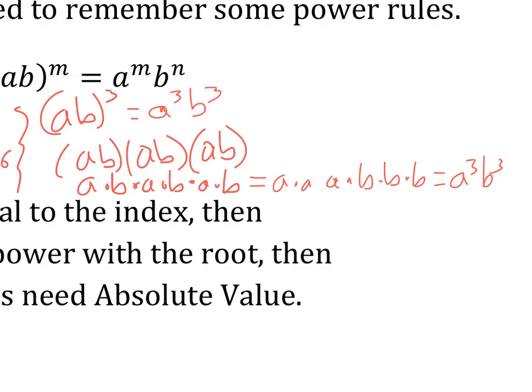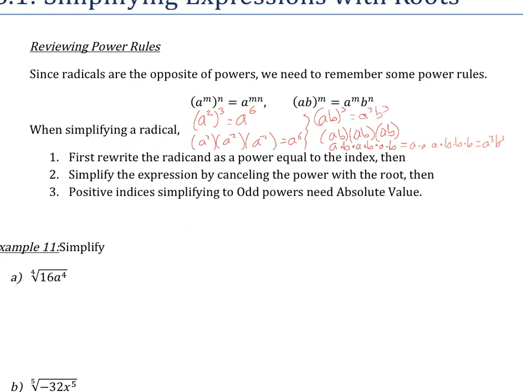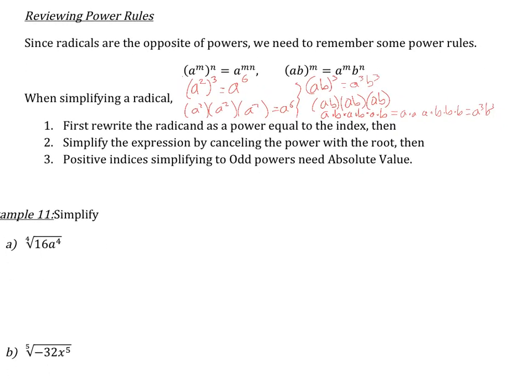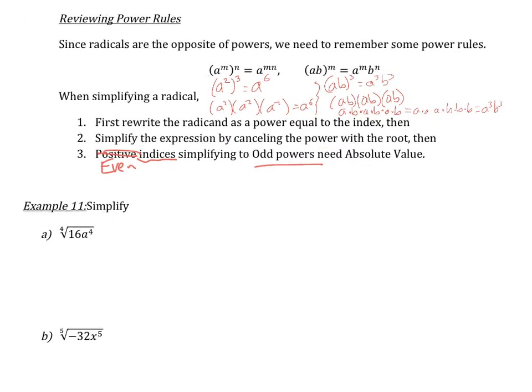All right, so keeping that in mind, we're going to use those, but we're actually going to use them in reverse. So our strategy here is we want to write the radicand, that's the thing underneath the radical, as a power that's equal to the index. Then that gets wiped out, all right? Simplifying the expression by canceling the power and the roots. And then we've got to watch out, because when we have even indices that simplify to odd powers, they're going to need some absolute values. So let's try some out.